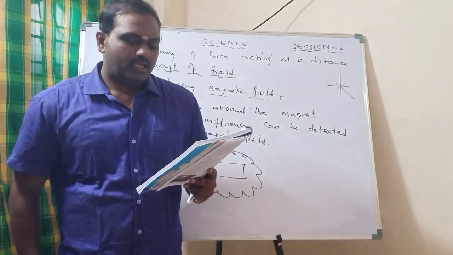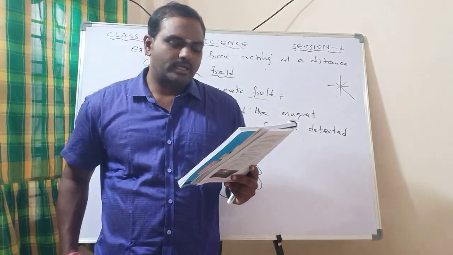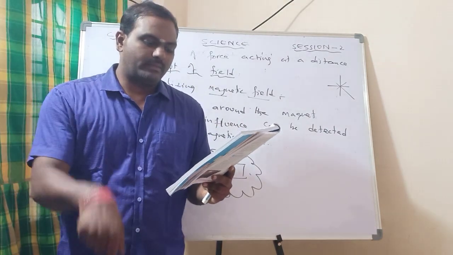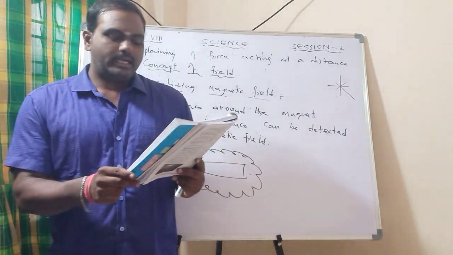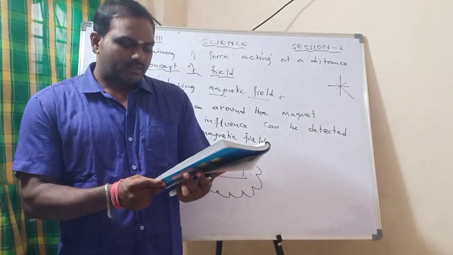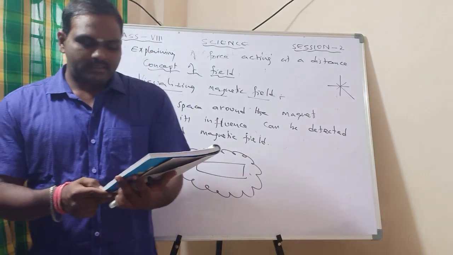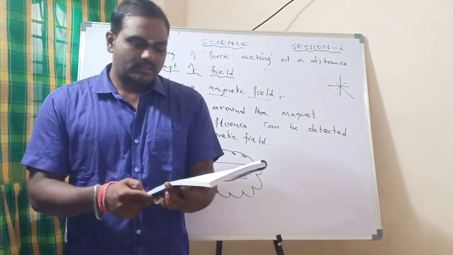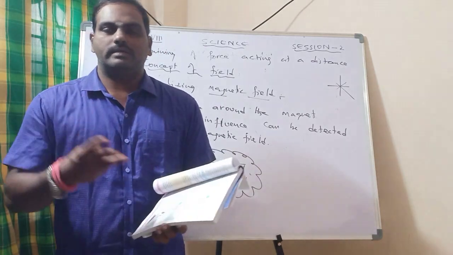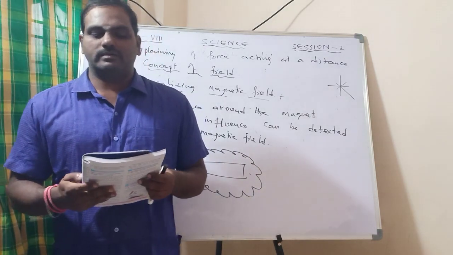Now you can see that in a small space around the magnet, iron filings set themselves in a pattern because they are affected by the magnetic force field created by the bar magnet. This pattern represents the magnetic field. The space around the magnet where its influence can be detected is called the magnetic field, and it is 3-dimensional.